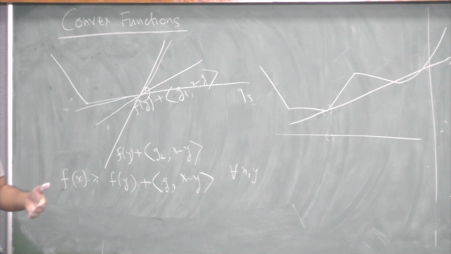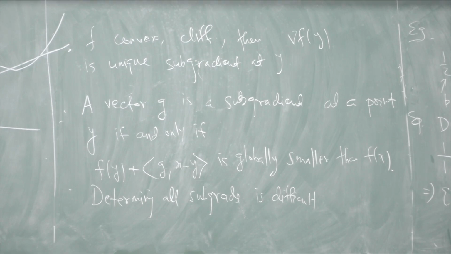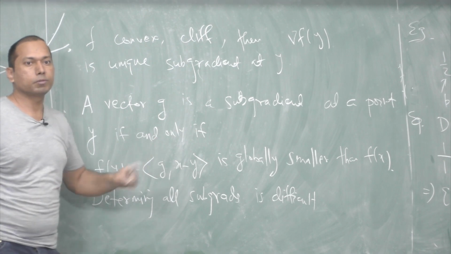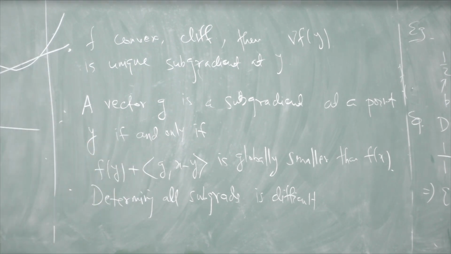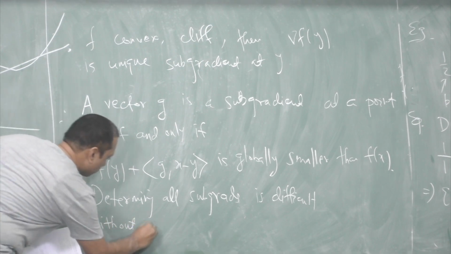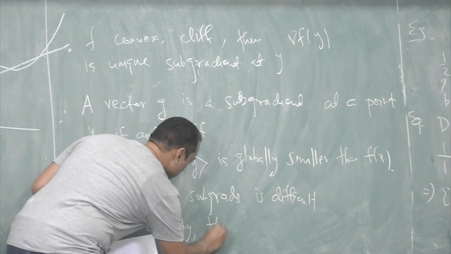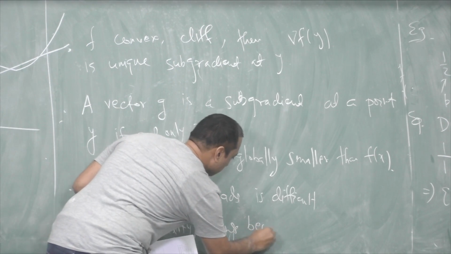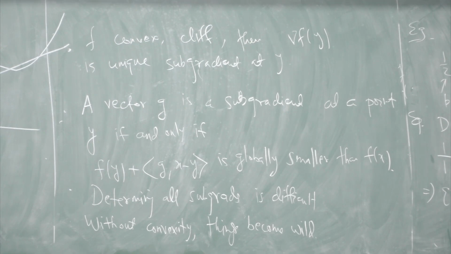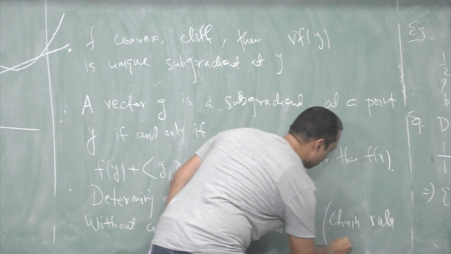In general, the chain rule works. The chain rule of the usual derivative that we have, we can apply, and a similar chain rule we can apply for subgradients. But if it's non-convex, it doesn't work. So without convexity, things become wild, and one has to be a little bit careful there. For instance, the chain rule does not work.